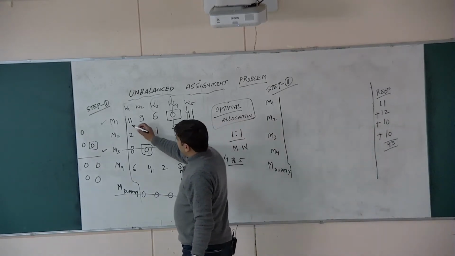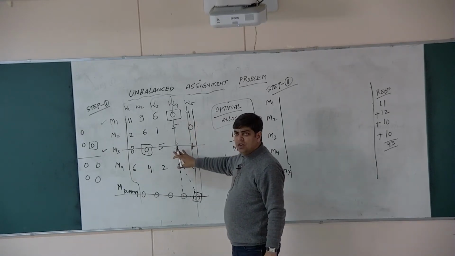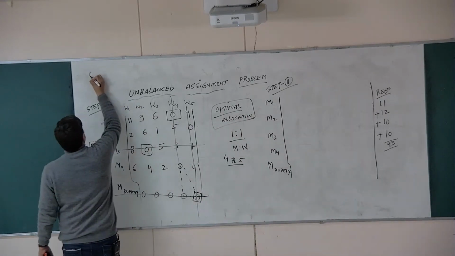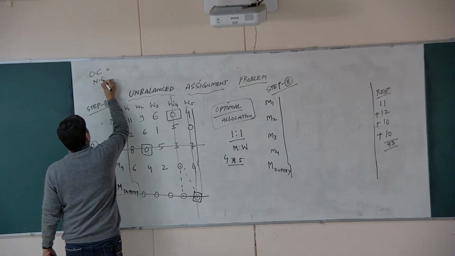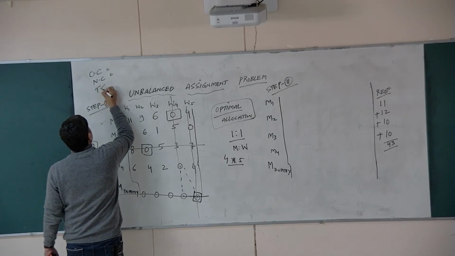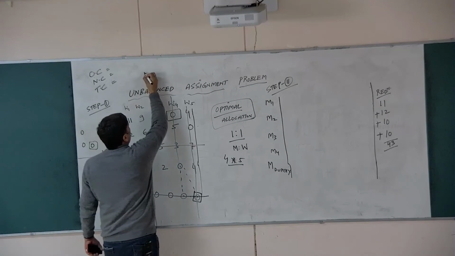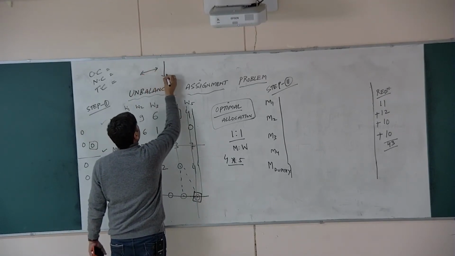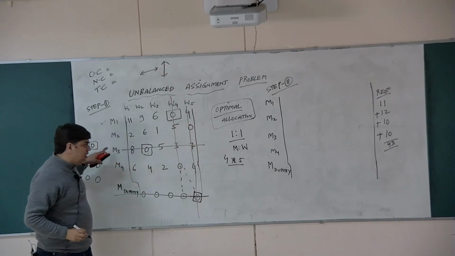Now there is one logic, that is we have to search whether a particular element has been cancelled once, twice or none. So I'll write here: O.C. once cancelled, N.C. not cancelled, T.C. twice cancelled. When we say cancelled, it means either horizontally or vertically. Cancelling means just like this 0. This 0 has been cancelled horizontally.